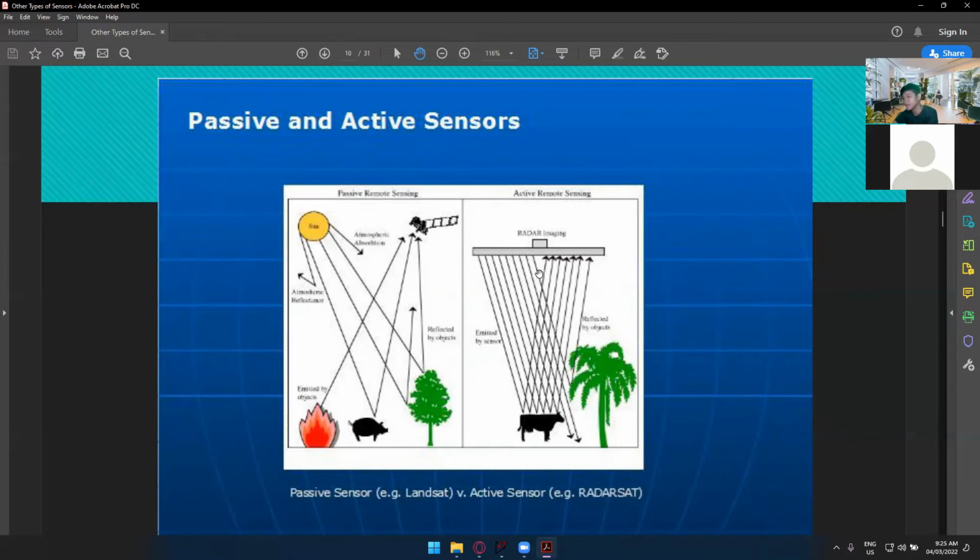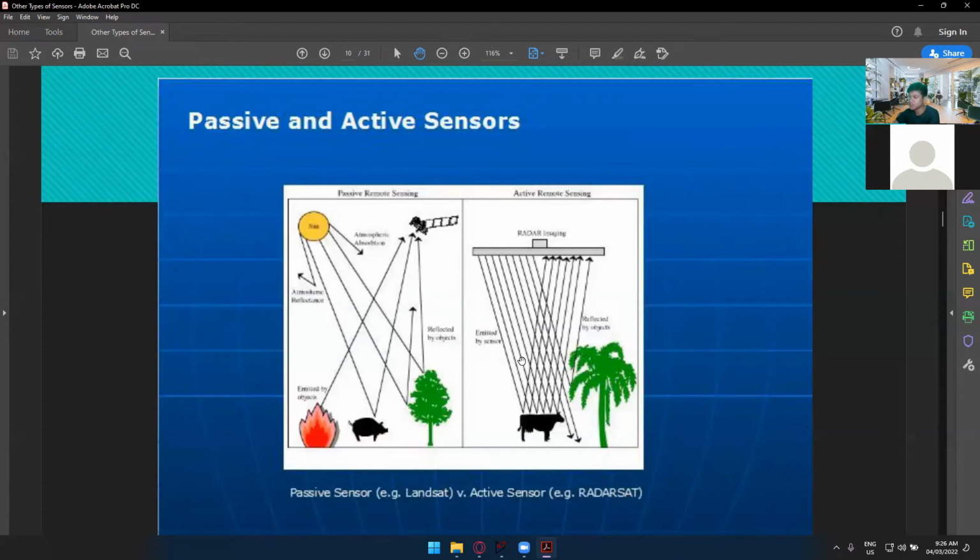While on the other hand, active remote sensing doesn't require the sun. Even though there is no sun, it can provide its own lighting, its own reflective light, wherein it can check what this thing is, how big the thing is, how large it is, how far it is, and so on and so forth. This light is emitted by the sensor, not coming from the sun itself. So that's the difference between passive and active sensors.